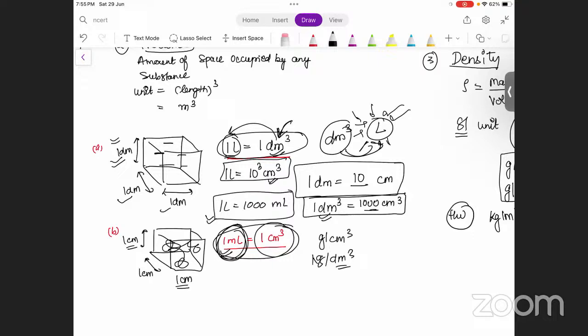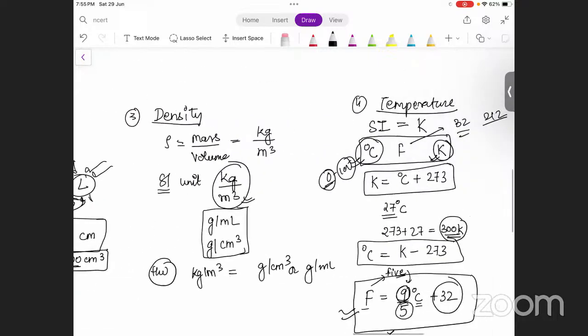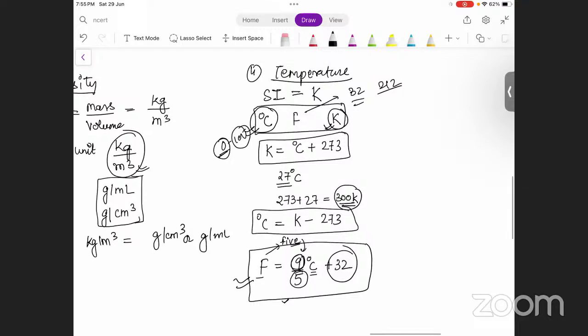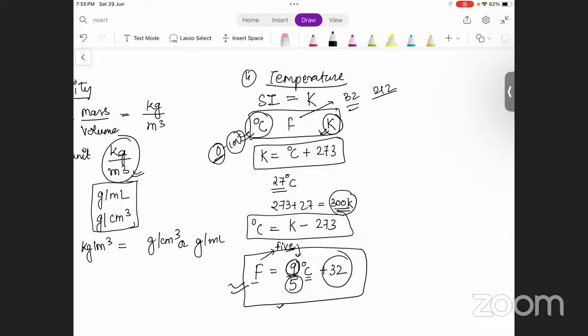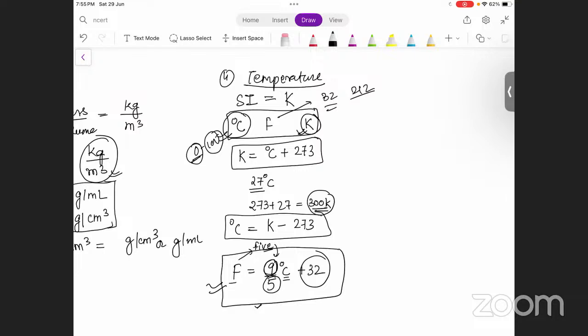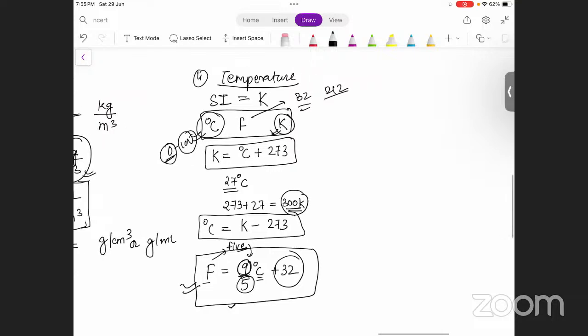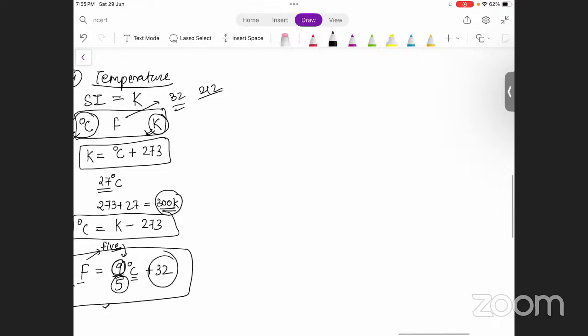So yes, I hope this is clear to you all. Just quickly type yes and then I'll take the doubts.